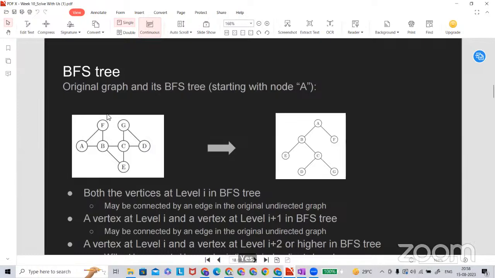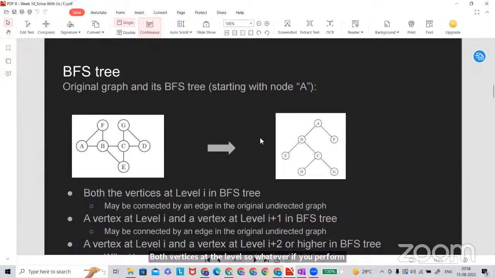So okay, so BFS tree is generally, what is that? When we perform BFS, we'll get a tree. So the original graph and its BFS tree starting with the node A is shown here. Am I audible clearly? Yes, sir. Okay. So from A, if you do the BFS, the corresponding tree is going to be this one. We'll see both vertices at the level. So if we perform BFS, we'll get a tree that is called BFS tree.